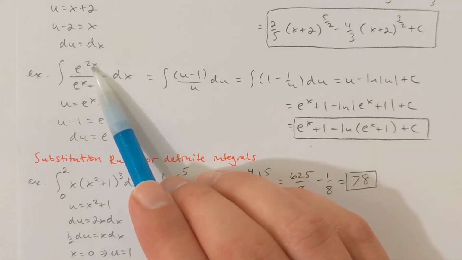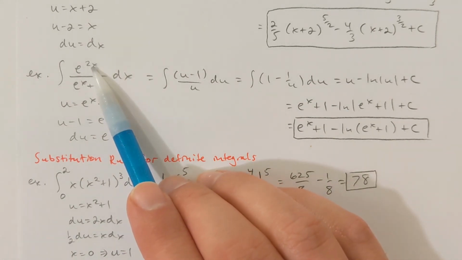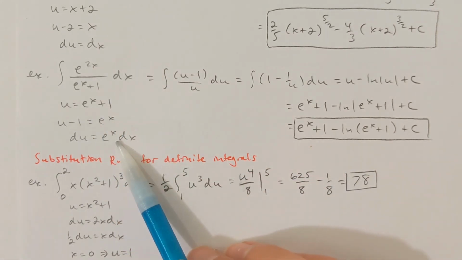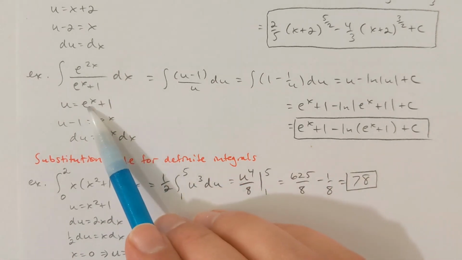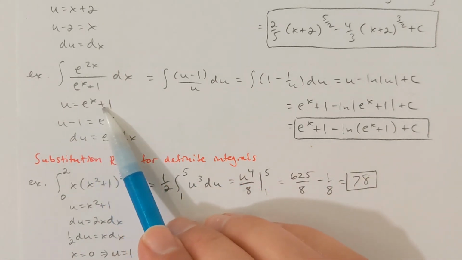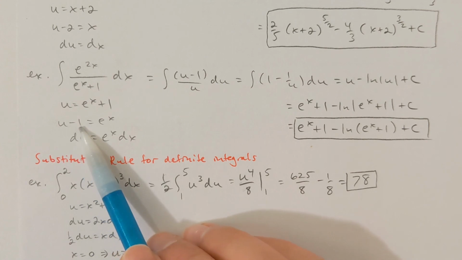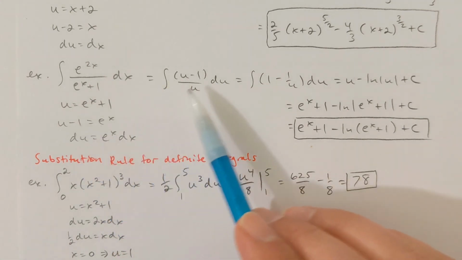e to the 2x, that's the same as e to the x times e to the x. So what about this extra e to the x that's going to be in the numerator? Well, I can replace that, because if u is e to the x plus 1 and you subtract 1 from both sides, that extra e to the x is going to be replaced with u minus 1. All right, so check it out.